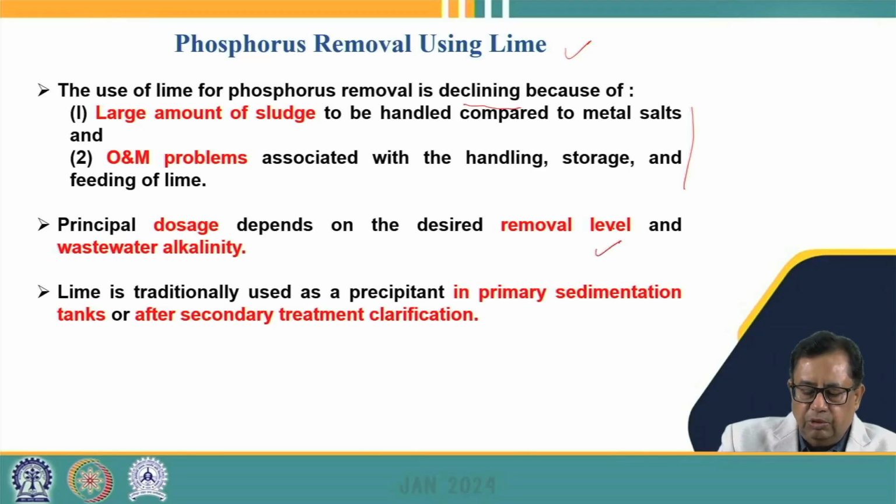We have already talked about the fact that when we are using lime, the dosage of the lime will depend upon the desired removal level for the phosphate, as well as primarily upon the wastewater alkalinity. Lime is traditionally used as a precipitant in the primary sedimentation tanks, or we can use it after the secondary treatment clarification. It is never used during the secondary treatment processes because the pH increases manifold, and because of this the biological processes may be hampered.